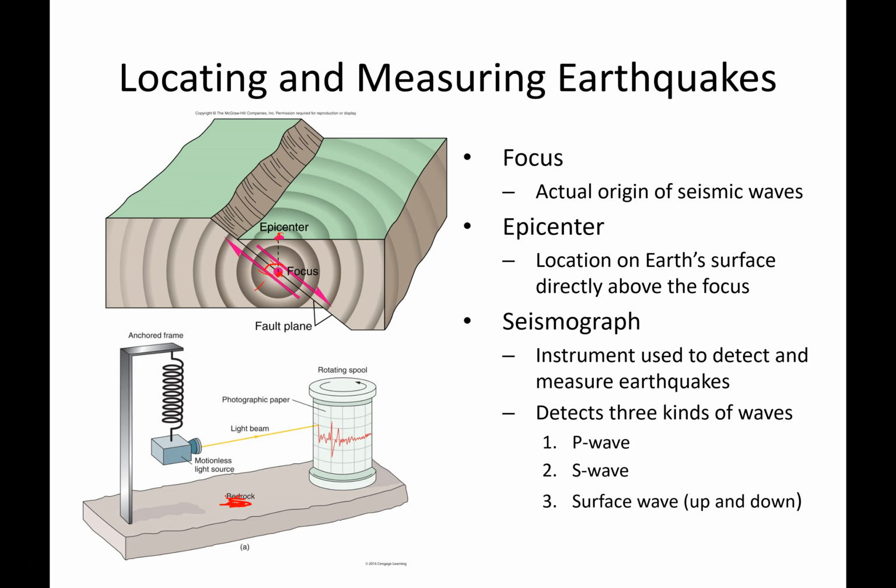There are three kinds of waves created by this energy at the focus. We have P waves, which are longitudinal, like the slinky where it pulses. And then we have transverse waves, where it goes up and down. And I watched a video recently saying the surface waves, I believe, are called L waves, and those are the ones that cause the most damage.